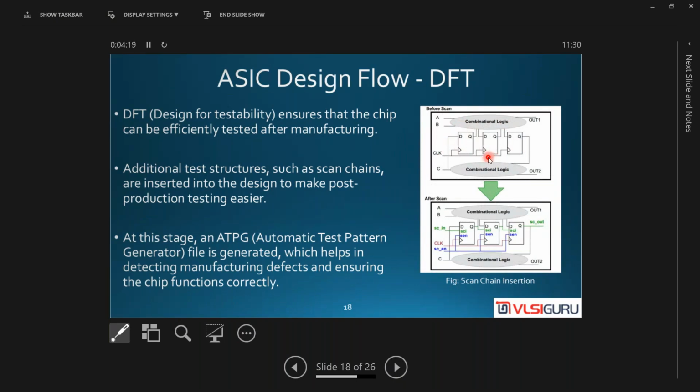Flip-flops are there. Obviously, the flip-flop will be there in our design. Some combinational logic, meaning AND or NOR gates, basic gates, may be there, right? So combinational and sequential cells will look like this. But once design for testability cells are added, it will look something like this: scan enable, scan input, all those things.